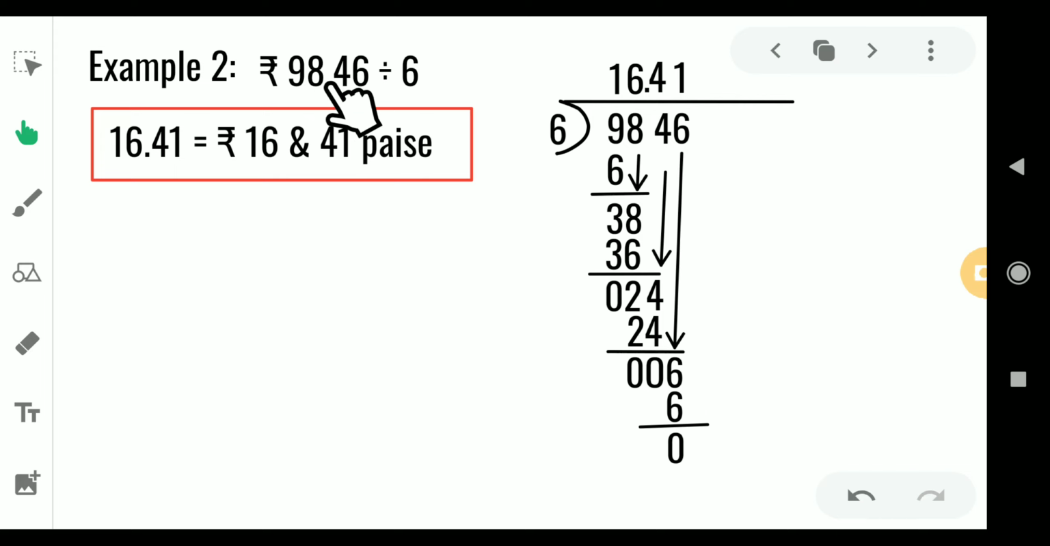So when you divide 98 rupees 46 paise by 6, your quotient will be 1641, and just look at the original number here. So here the point has been placed after 2 places. That is why here as well you have to place the decimal point after 2 places, and finally we got it as 16.41, and this is the integral part. So this makes rupees, so that's why it is 16 rupees, and this is the decimal part, this makes the paise part, so that's why it is 41 paise. So this is how we can multiply and divide decimal numbers with other numbers.